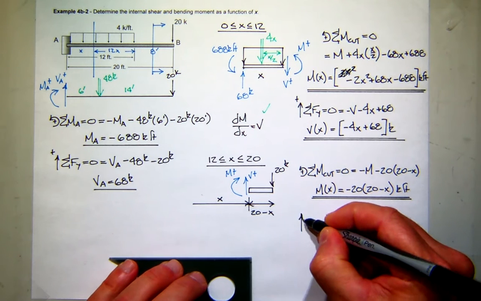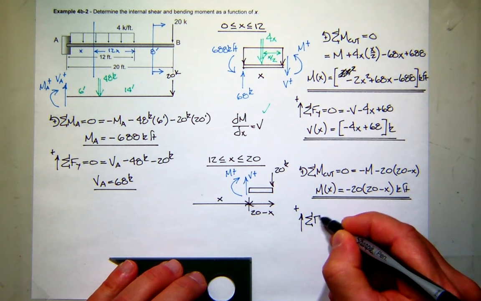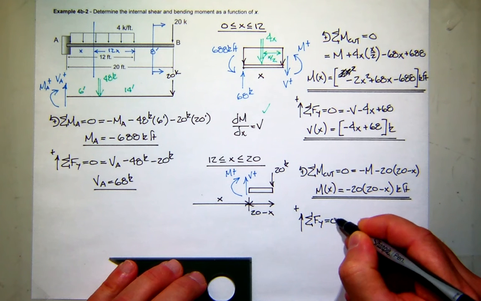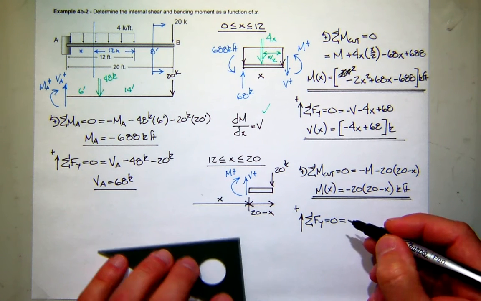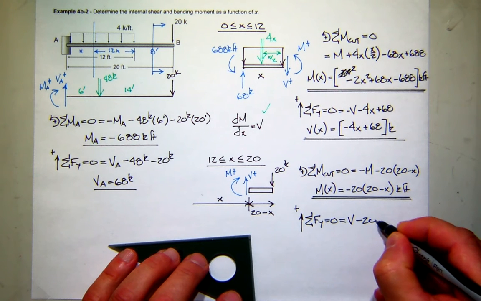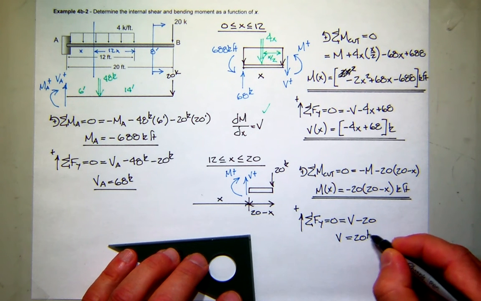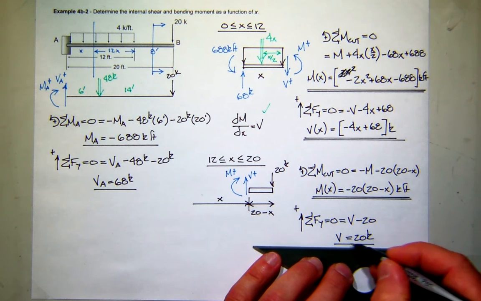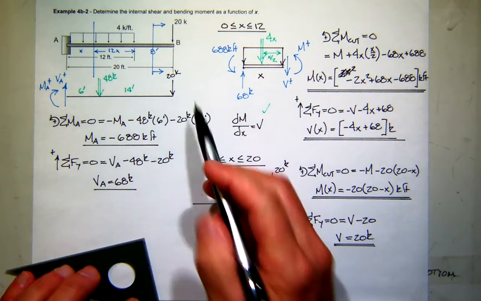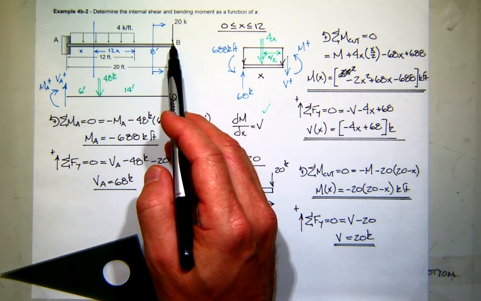Let's go ahead and sum the forces in the y direction. What do I get? Well, shear is acting up and 20 is acting down. So it looks like my shear is a constant equal to 20 kips. Is that a constant shear right there at the end?